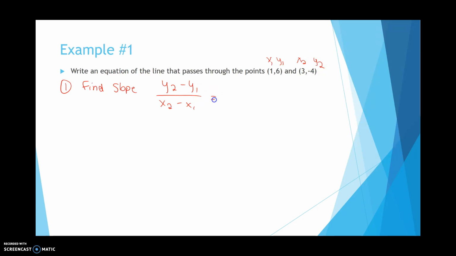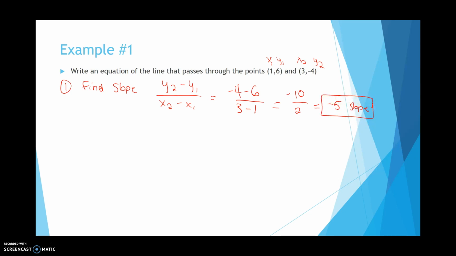So now we'll set this up in the slope formula. y2, -4, minus y1, which is 6, over x2, which is 3, minus my x1, which is 1. -4 minus 6 is going to give me -10 over 2, which simplifies to -5. So this is going to be my slope.